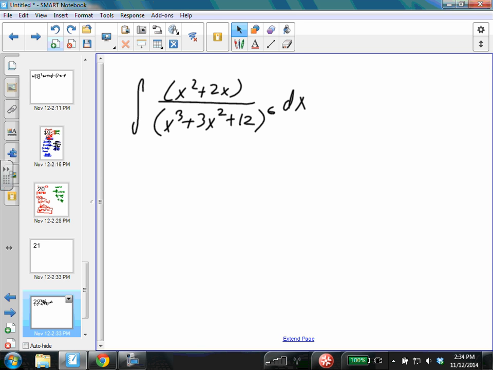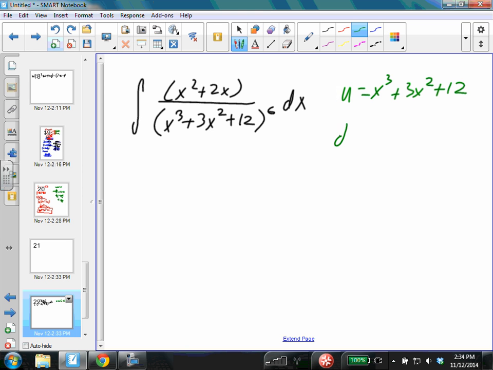Why would you choose the bottom one as u, Marshall? Yeah, because it's inside of the 6th power, right? So that's a fair enough reason for me to just go ahead and choose that as u. So u is x cubed plus 3x squared plus 12. And now our hopes are that the stuff on top will end up canceling out. Yeah, so we hope that that x squared plus 2x on top will cancel out for us.